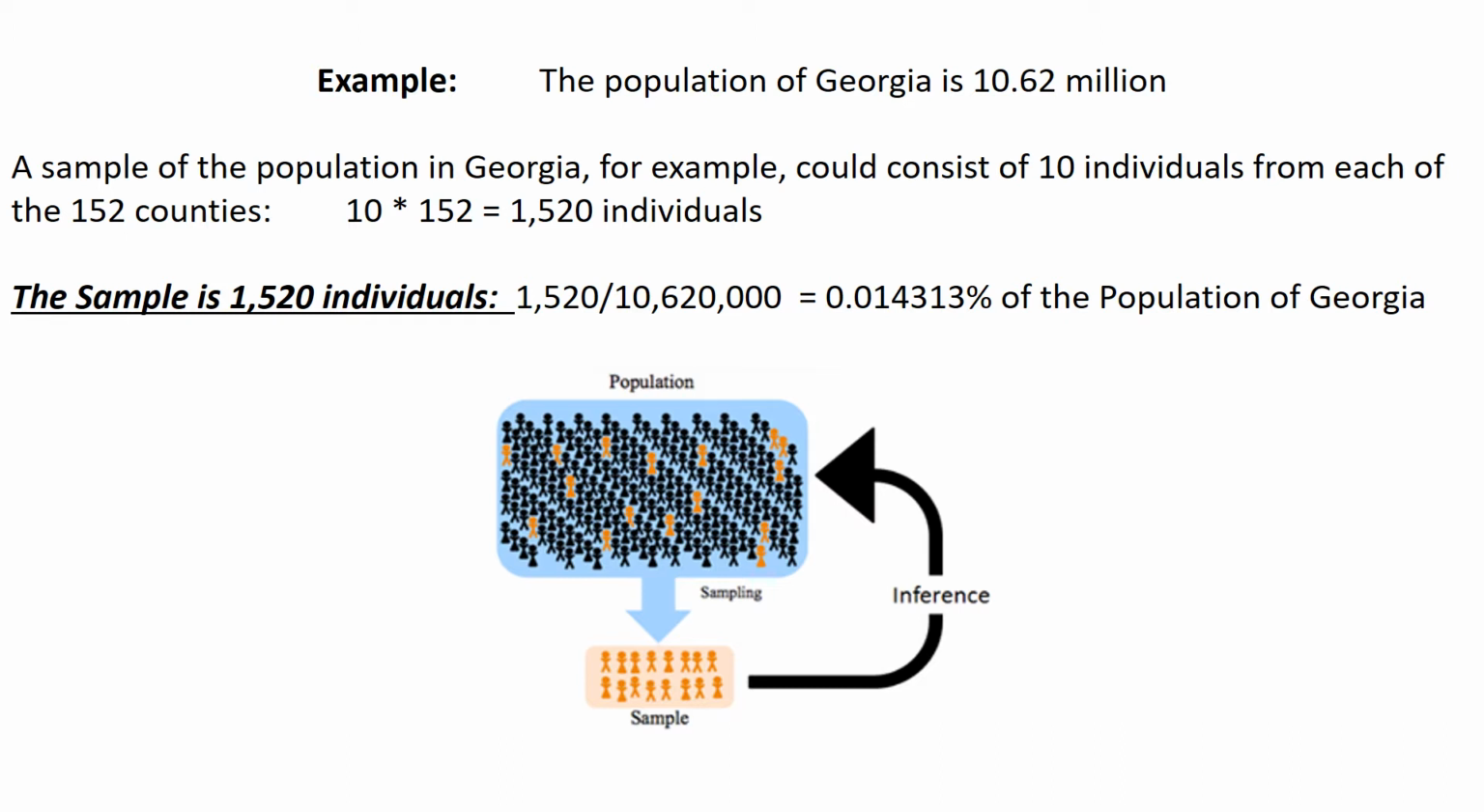The sample of 1,520 individuals, when I divide it by the entire population of Georgia, is 0.014313%. Now, is that a valid sample? Is that a good sample? Is it an accurate sample? We're going to talk about these all semester. But what we did is we took a sample from the entire population. And we're also going to learn what kind of inferences, what kind of judgments we can make from these samples in reference to the entire population.